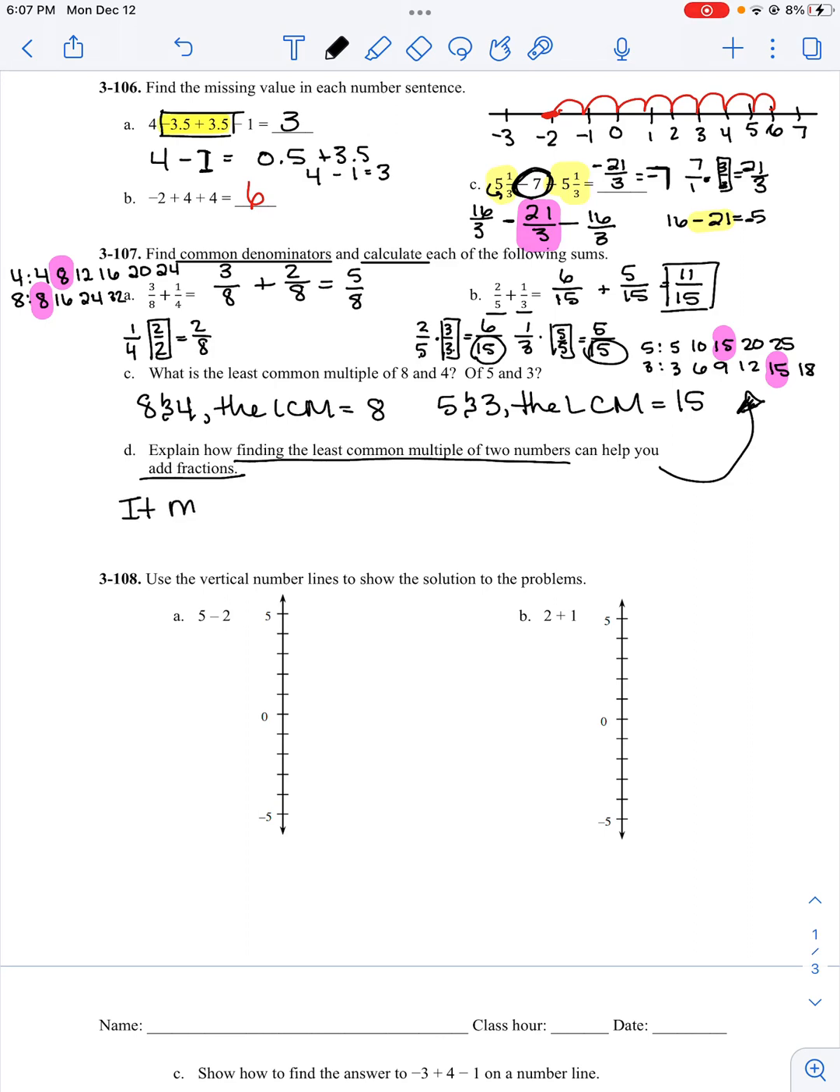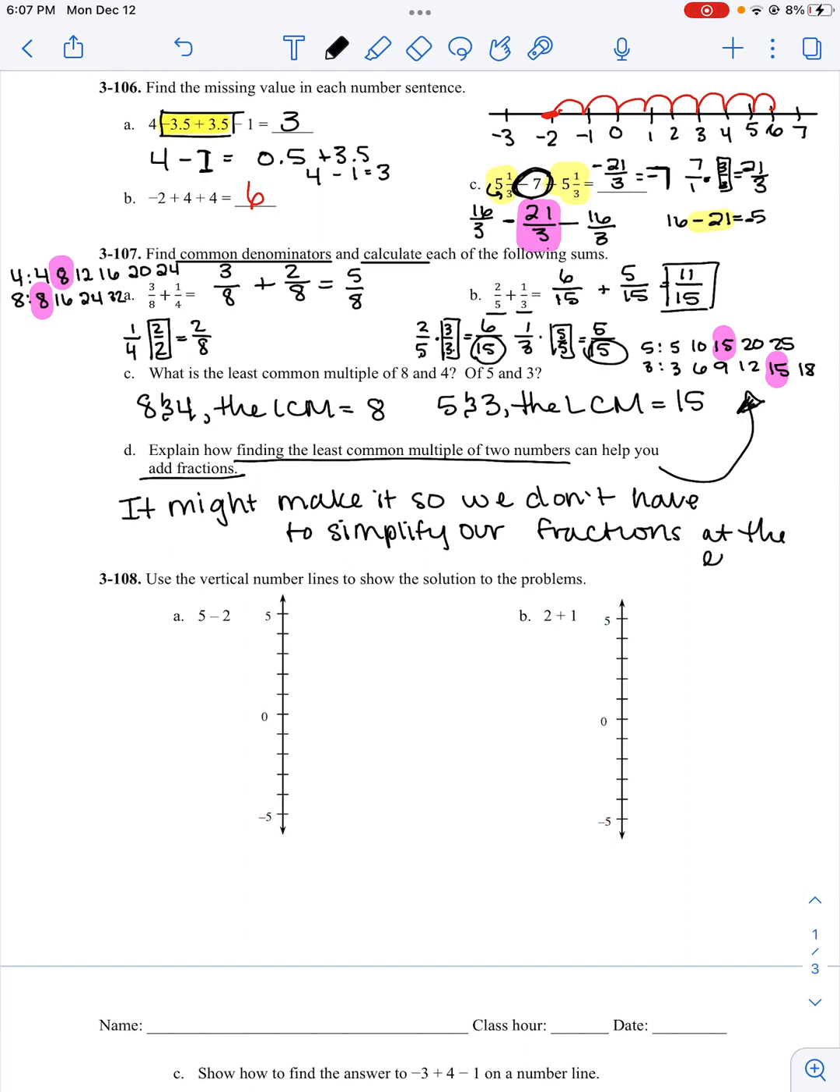So, it might make it so we don't have to simplify our fractions at the end. Or at least it helps.